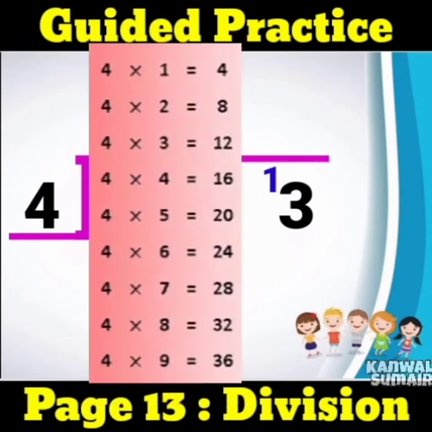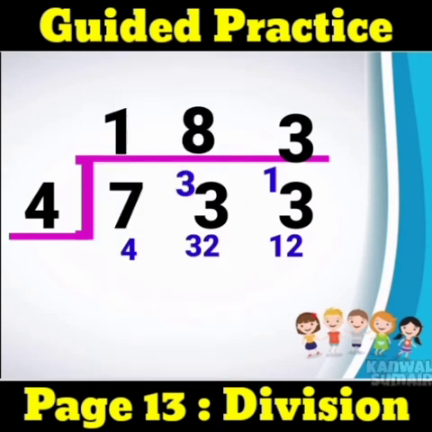In the 4 times table, 13 doesn't come. The smaller number which comes is 12. 4 times 3 is 12. Now 13 minus 12 is equal to 1. 1 is the remainder. So it means that 733 is not exactly divisible by 4.